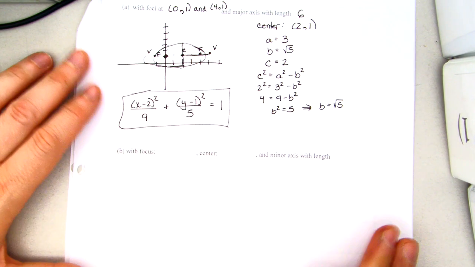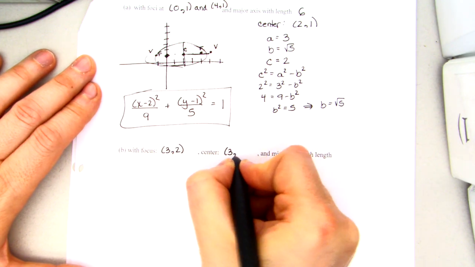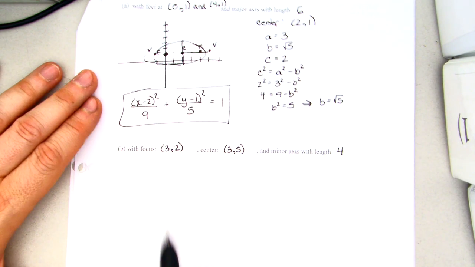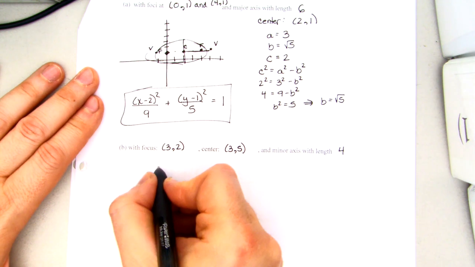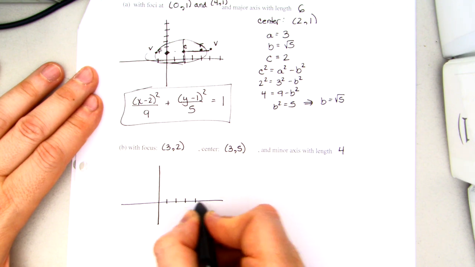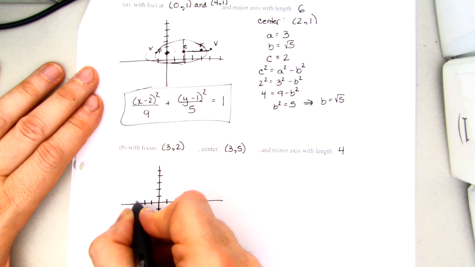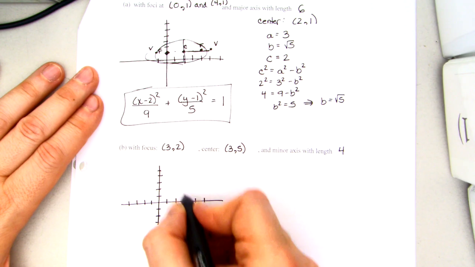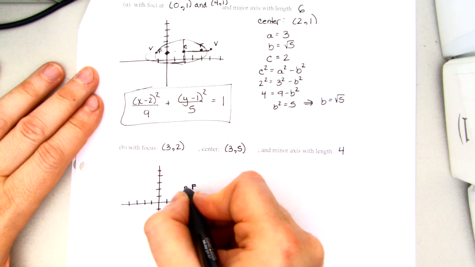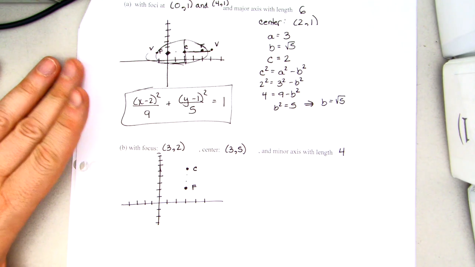Let's take a look at another, writing the equation. One focus is (3, 2). The center is (3, 5). And I want the minor axis to have a length of 4. Please go graph those 2 points. Focus is (3, 2). My center is (3, 5), so 2, 3, 4, 5. Okay. And I think that's all I'm going to do for right now.